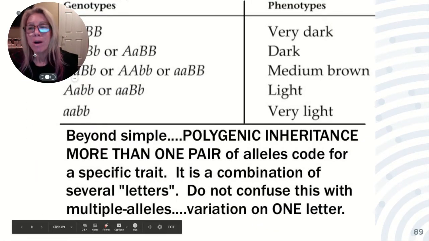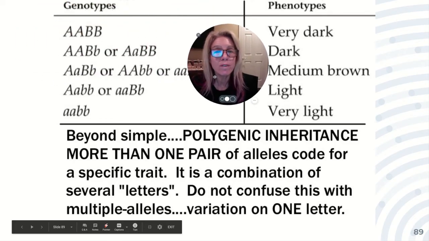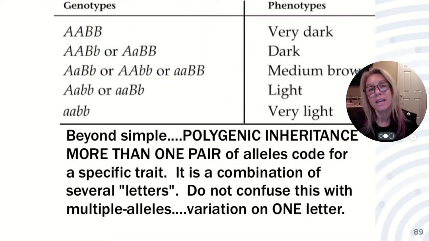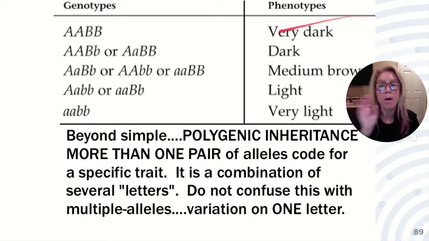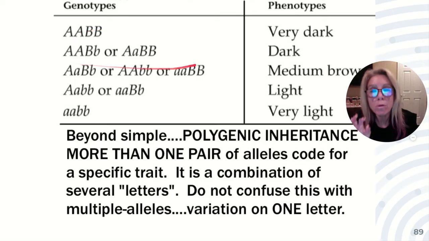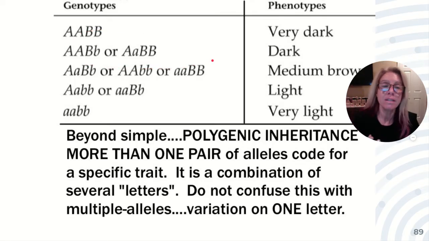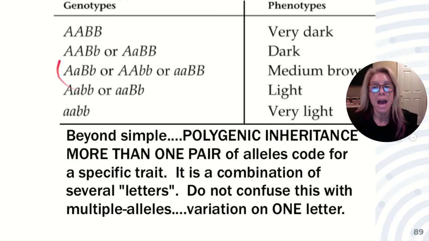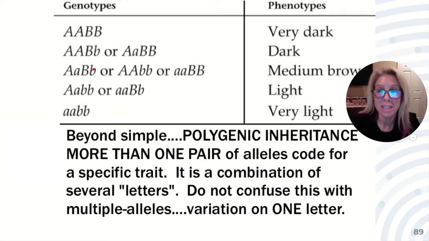All right. And now polygenic inheritance. Now, don't confuse this with multiple alleles. Polygenic inheritance, polygenes, many genes. So it's not just one pair of alleles that determines your trait. It's multiple pairs of alleles. So in this example, as far as skin color goes, it's not like you're either black or you're white, right? There are all degrees of color that you might be, and it's a combination of many different genes. Polygenic, multiple genes, right? So to be very dark, you would be homozygous dominant. To be very light, you would be homozygous recessive.